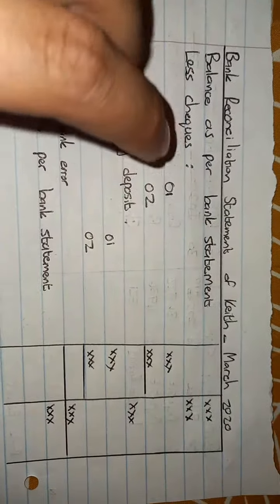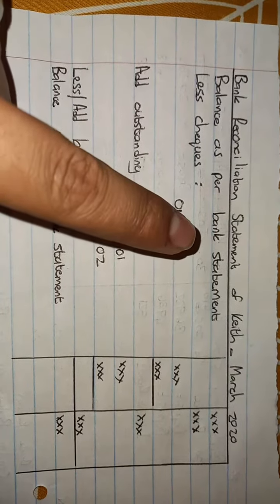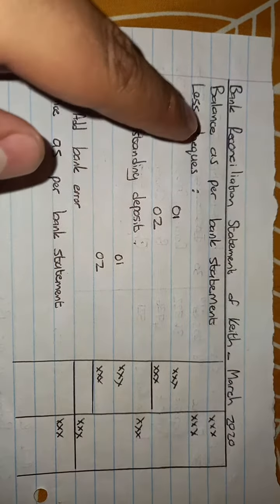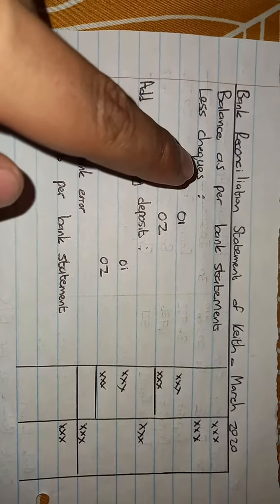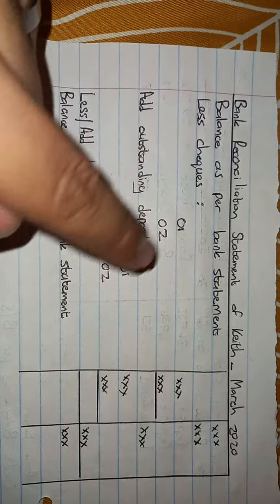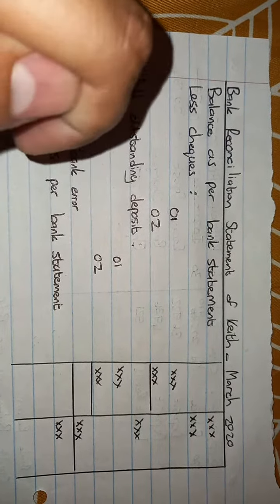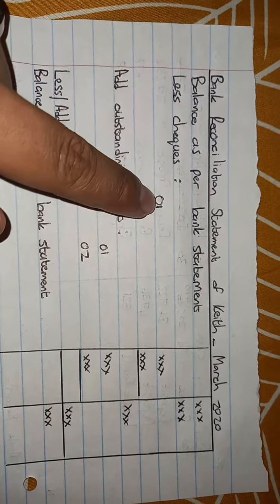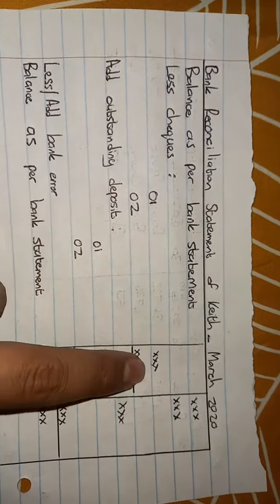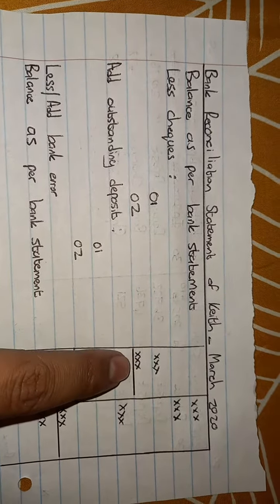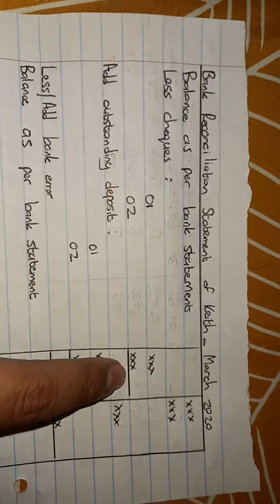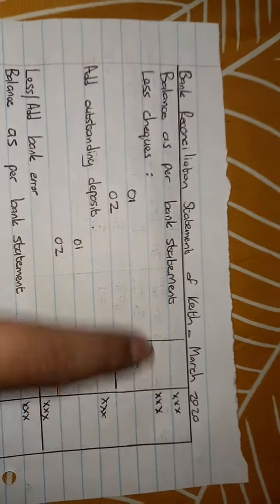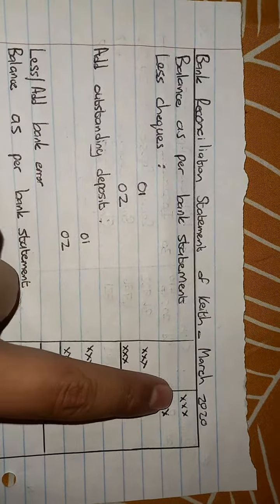So the less checks. After you enter your balance as per bank statement, you would say less checks. The word less in accounting obviously means you have to subtract the amount. So when you have your less checks, they might again tell you which checks are outstanding. And then it's easy, you just record the check number, whether it's check number one or check number two, and then you enter their amounts into the first column. The reason for this is you need to add up these two amounts and then you add it here, because at the end of the day, you need to subtract this amount from the top amount.